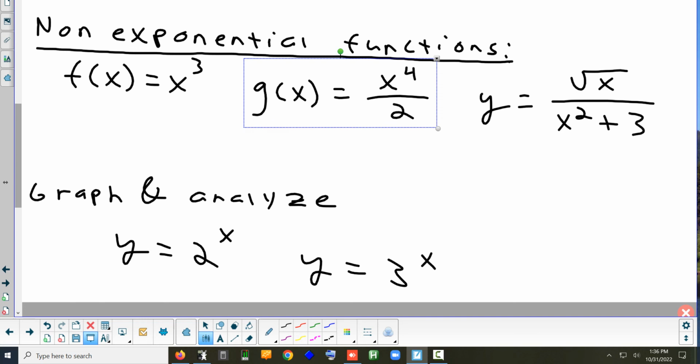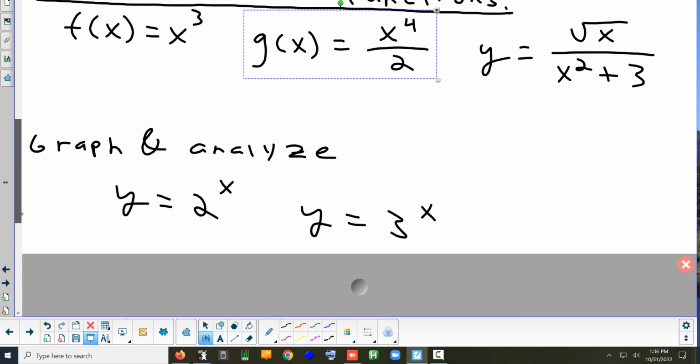Let's look at the difference between these two. So we're going to graph 2 to the x. We've already done it. And then let's graph 3 to the x. Think about each one of them. If you raise 2 to a power, or you raise 3 to a power, which one gets bigger faster? The 3 to the x. Even if you just cube it, 2 cubed is 8, 3 cubed is 27. So 3 to the x gets a lot bigger, a lot faster.